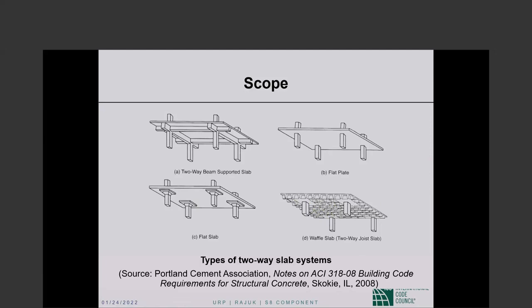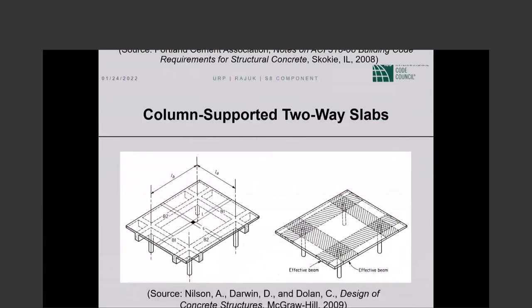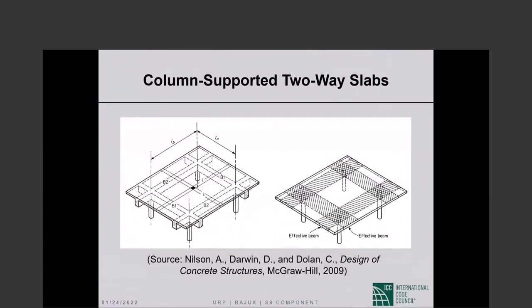shear. So we have two-way beam-supported slabs where the ratio of the long side to the short side of the slab panel is less than 2. We have flat plates, we have flat slabs, and we have two-way ribbed slabs, which are called waffle slabs. All of that is covered in today's discussion.